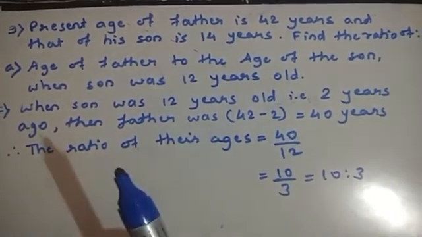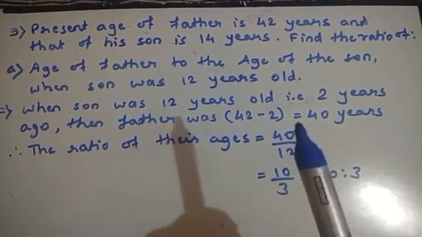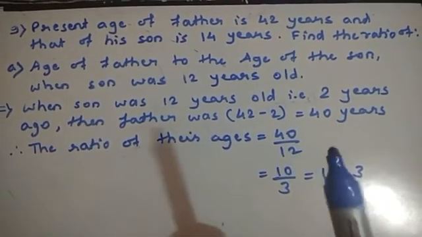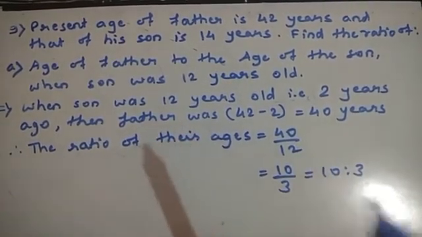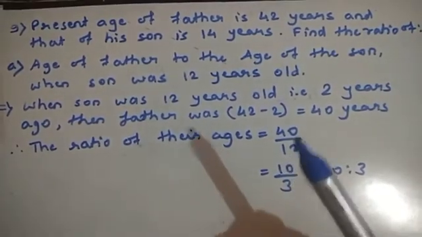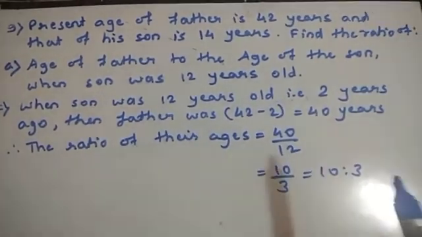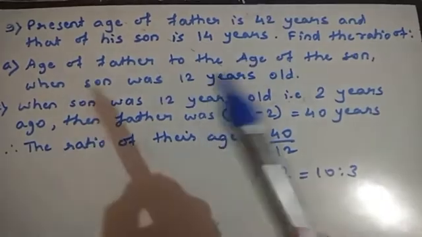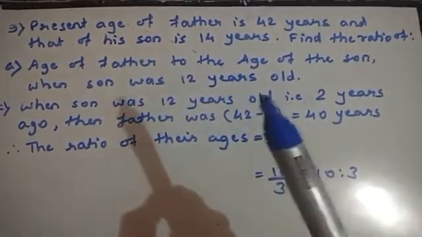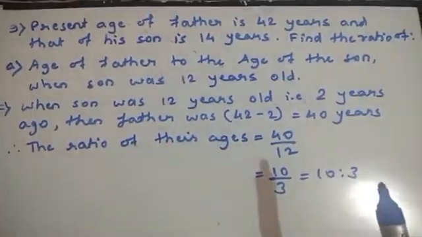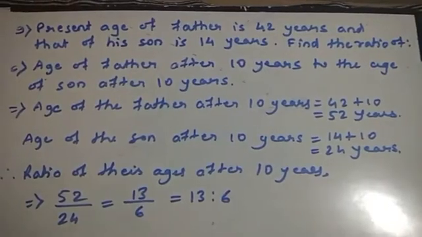Therefore the ratio of their ages is 40 upon 12. Okay, now both these numbers we can divide by 4. 4 tens are 40 and 4 threes are 12, that is 10:3. Therefore the ratio of age of father to the age of son when son was 12 years old is 10:3. One more question, see here.